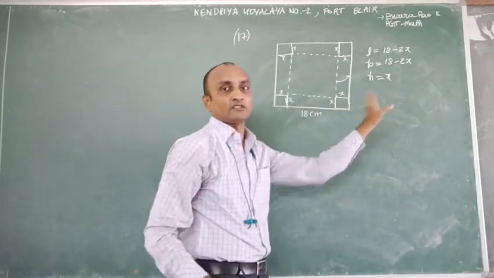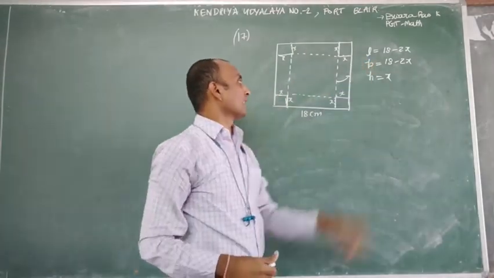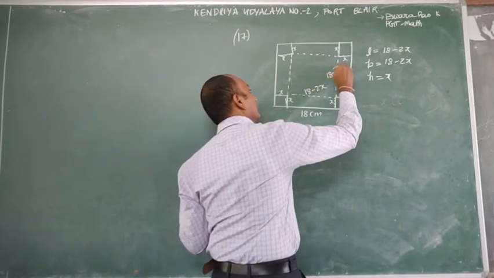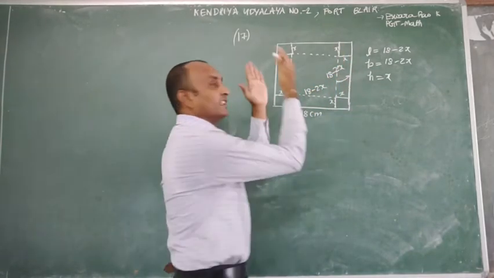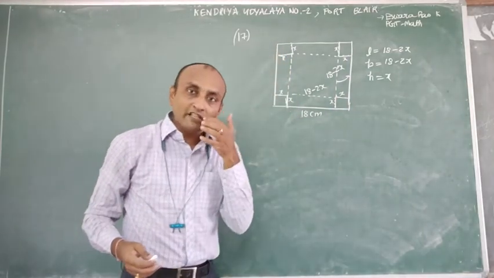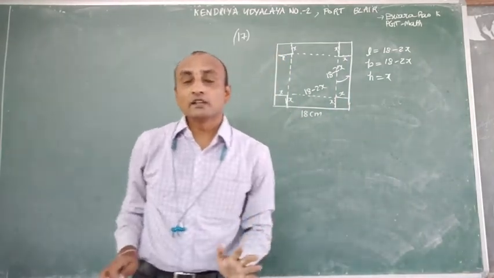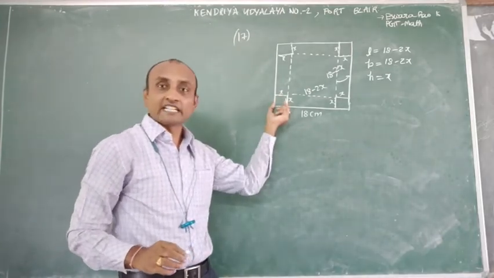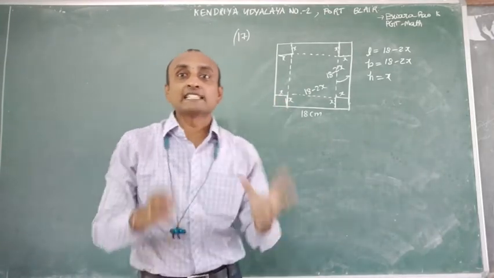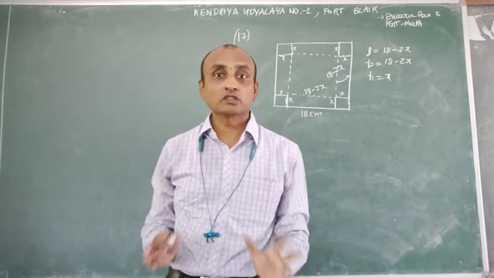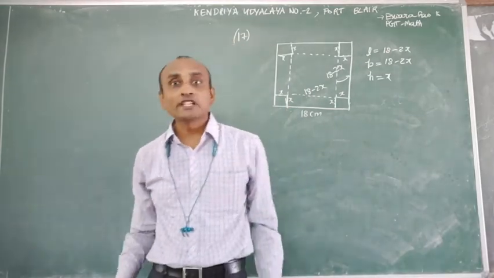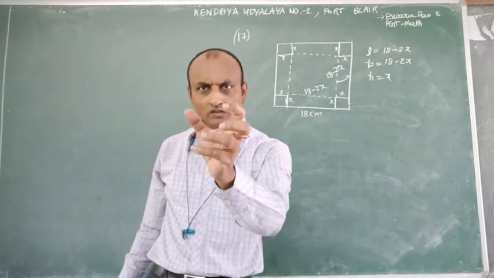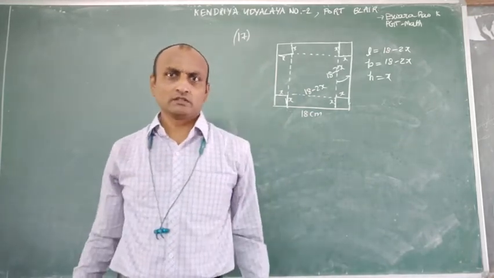Then you get height equal to x, and length and breadth are 18 minus 2x. This is the height after folding up, so we get an open box. They are asking what is the dimension of the small square which we cut, in order to get a maximum volume box. So which quantity is to be maximized here? The volume of the open box is to be maximized.